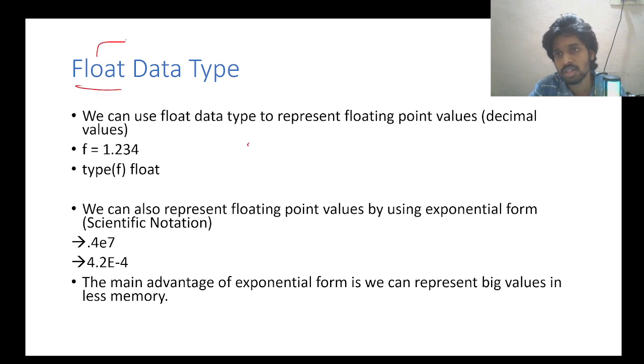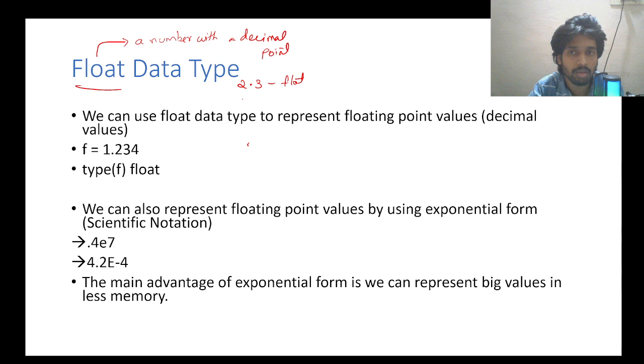So the meaning of float is nothing but a number with a decimal point. If I have a number with a decimal point, then it's called float. It's called a floating point object. 3.5, we have a decimal point here, then it's float. 33.53, we have a decimal point, so it's float. Whenever you see a decimal point, then it's nothing but float. So we can use the float data type to represent floating point values, which is nothing but decimal values.